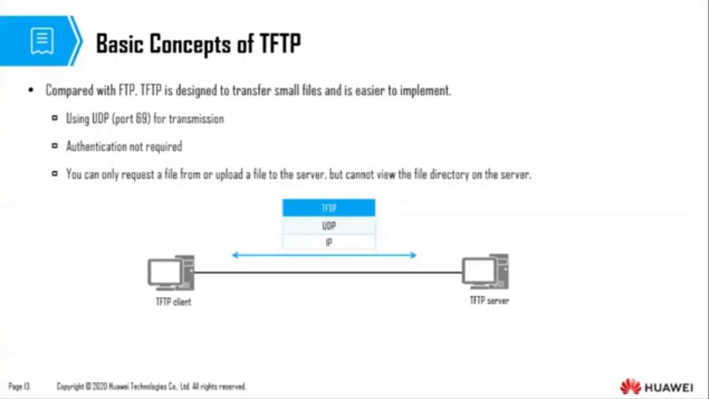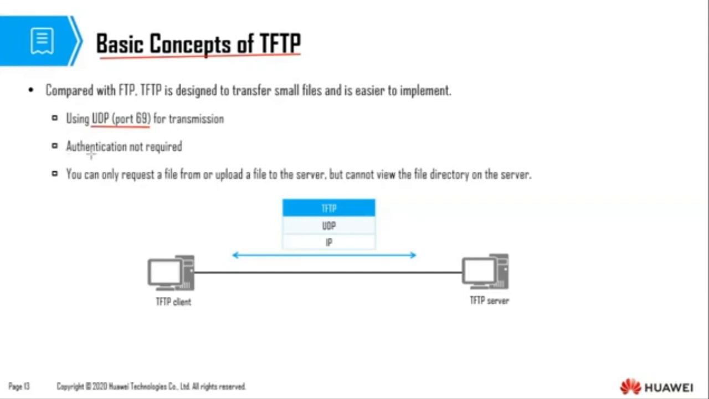Okay, so let's now look at the basics of TFTP, Trivial File Transfer Protocol. The main difference with FTP is that instead of using TCP, it uses UDP. As you know, UDP does not require a connection. UDP is connectionless. So you don't need to form a connection. You can just start downloading or uploading without forming a connection. So you just start sending. That's the main difference between FTP and TFTP.